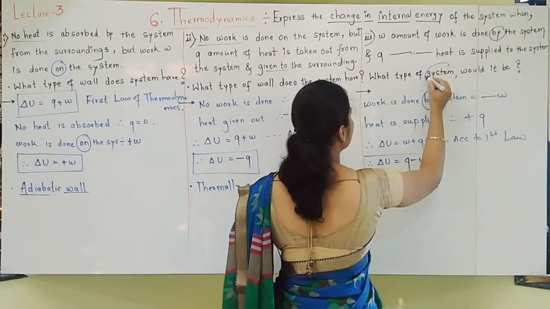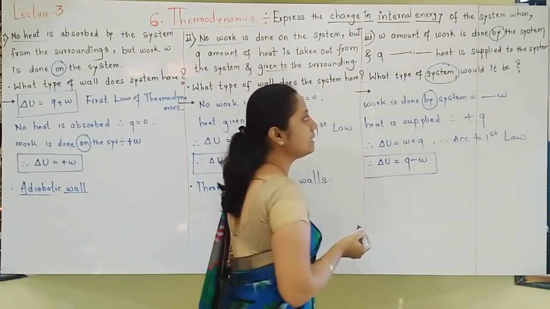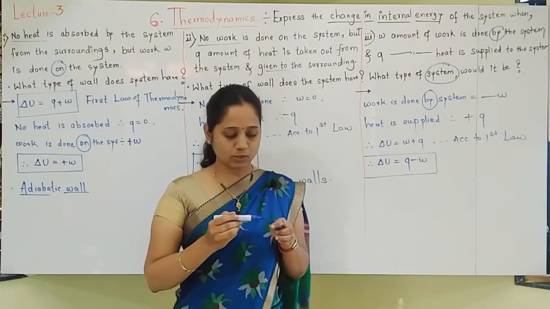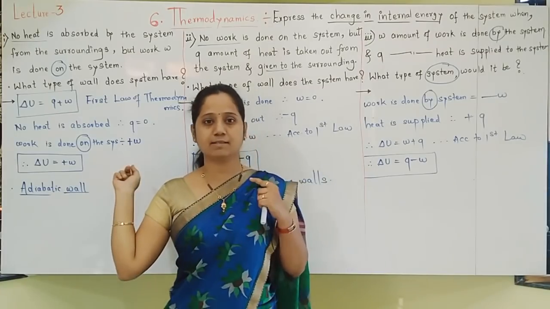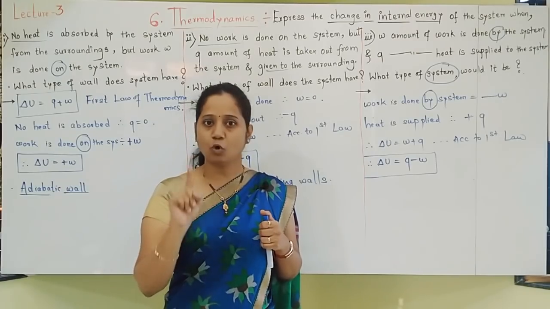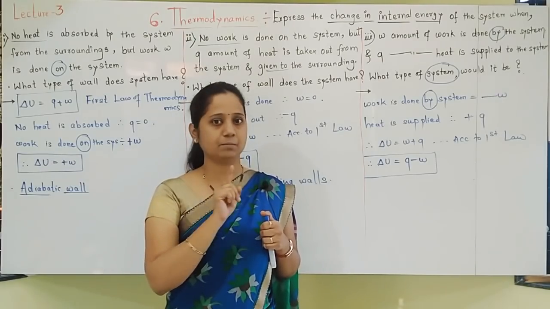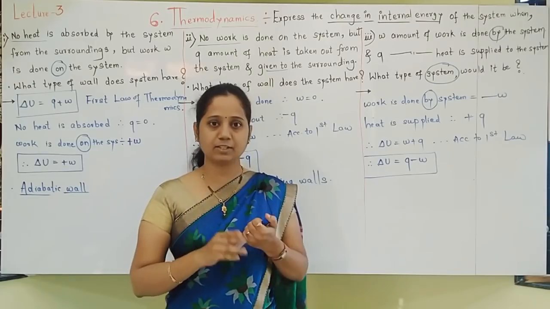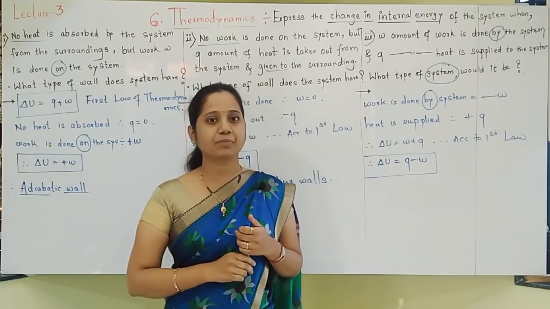Now, wall is not asked. Students, here, what type of question is asked? It is which type of system. Here, walls were asked. Now, system is asked. System can be of three types: open system, closed system, isolated system. These are the three types of systems which we have seen.